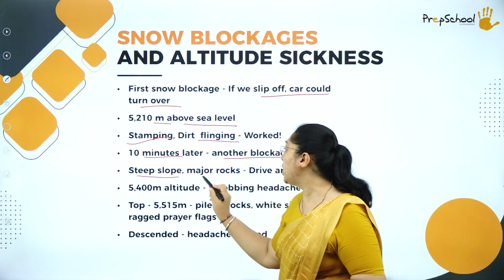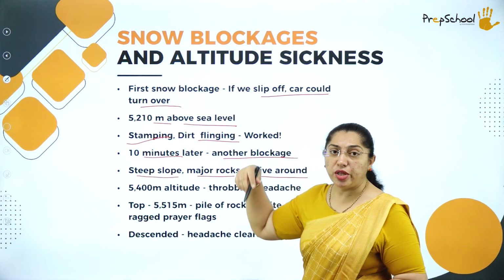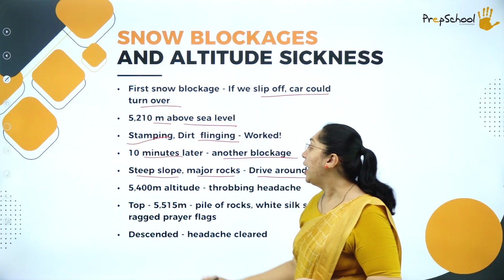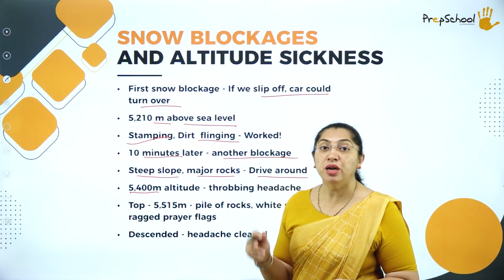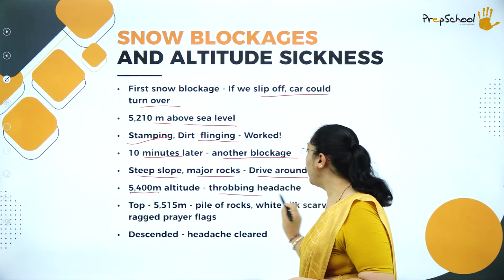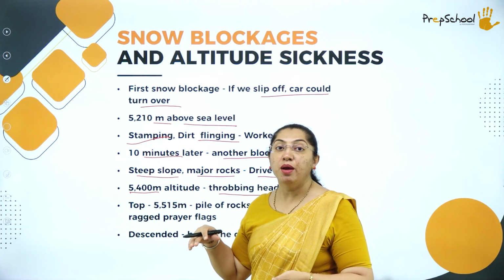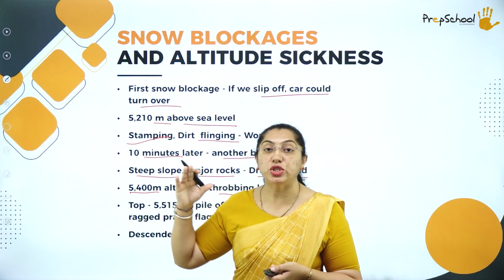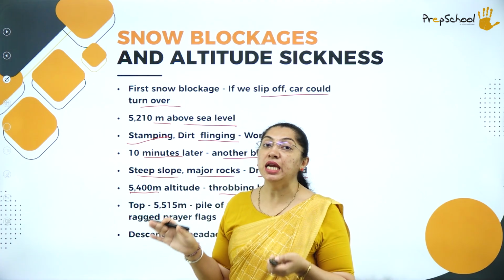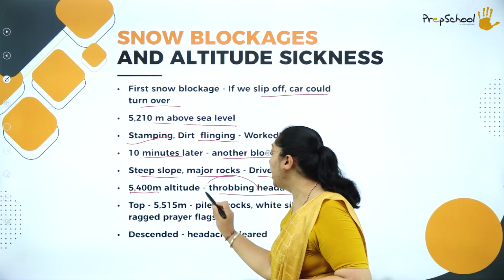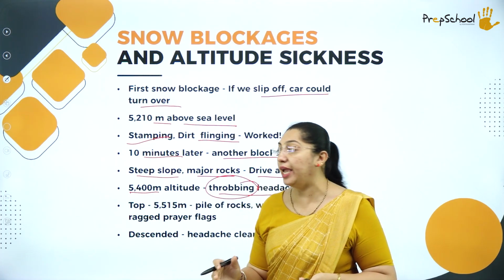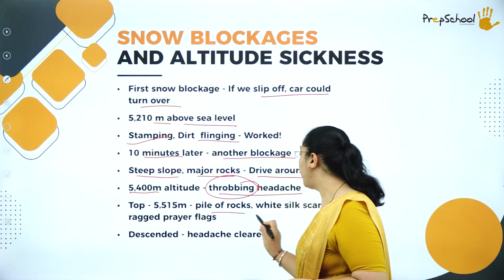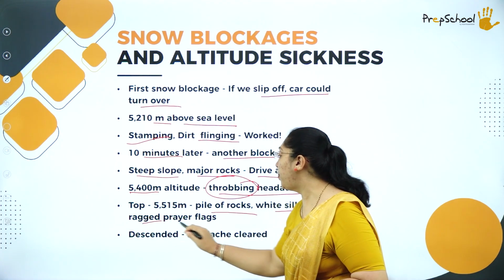It was a steep slope, with major rocks, and they were driving around. That is the second blockage. It was 5,400 meter altitude. Trembling headache. As I told, when they move forward, when the height increases, the pressure also increases. When the pressure was increasing, the narrator had a trembling headache, a severe, very bad headache.